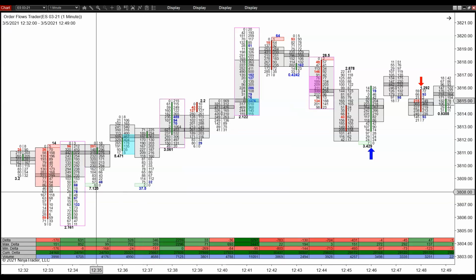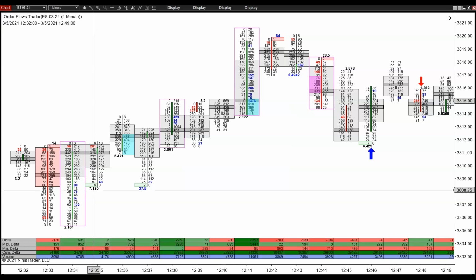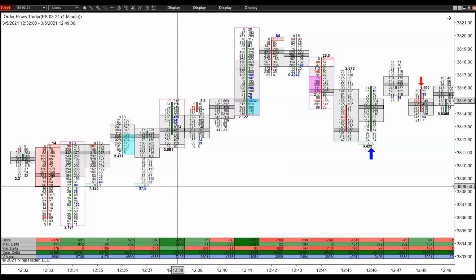Now there's 2 colors. There's a black color like this, 7.125, and there's blue, 37.5. Now the blue is actionable. The black ones are just the normal order flow trading, just the normal trading in the markets that you are expecting.